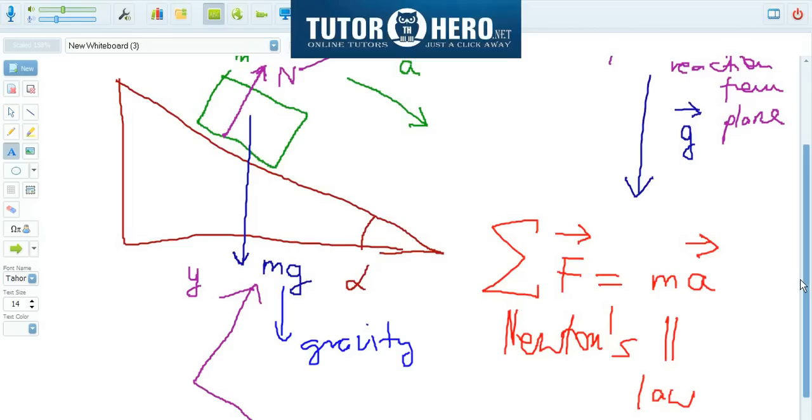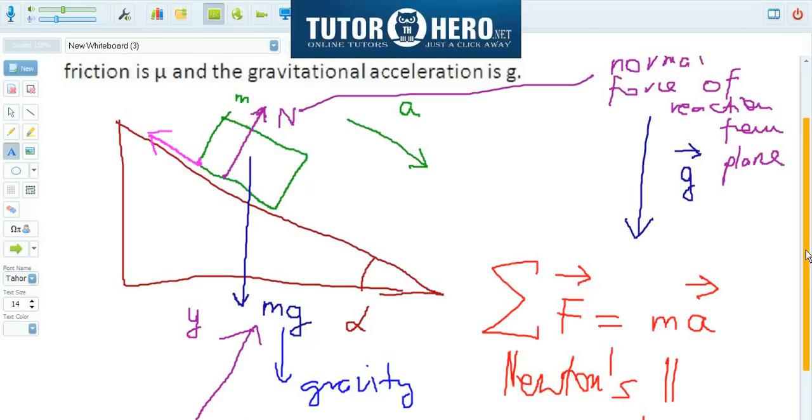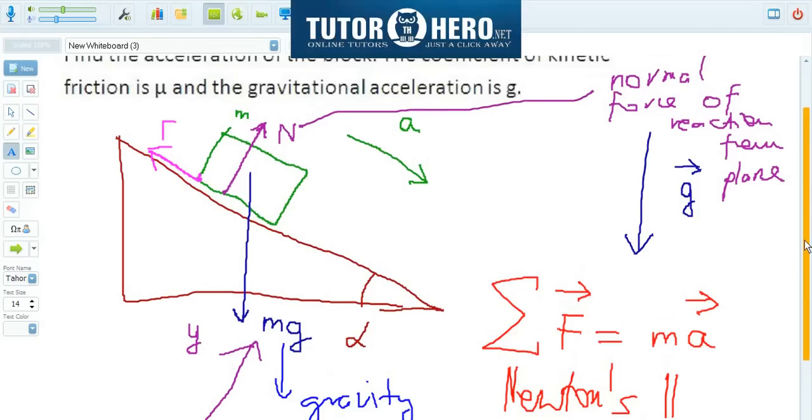Also, I mentioned that in the problem there is the coefficient of kinetic friction. So friction opposes the motion. The block wants to go down and to the right. Therefore, there is the force of friction which slows down the block. So here's the force of friction. Let me call it F with little f, force of friction. So those are all the forces.